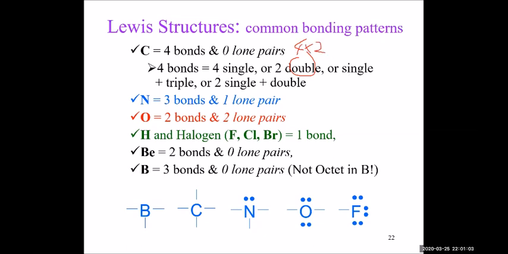It can be a single with a triple. So single is 1 pair and triple is 3 pairs. So that'll make it 4 pairs, also 8. It can also be 2 singles and 1 double. So 2 singles and 2 pairs on the double bond. Together that gives you 4 pairs, 8 electrons. So these are more possibilities.